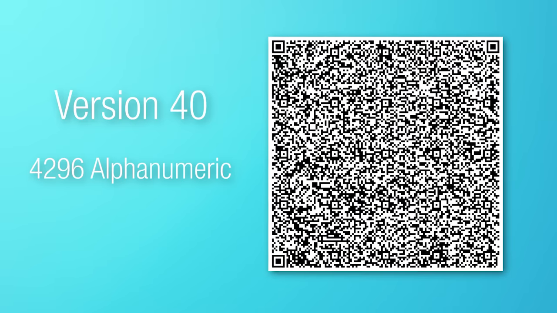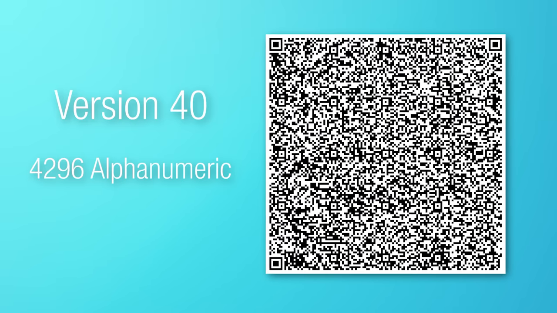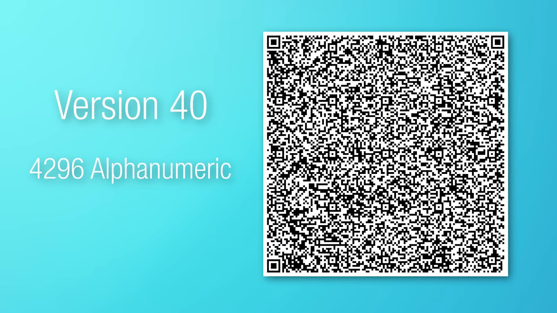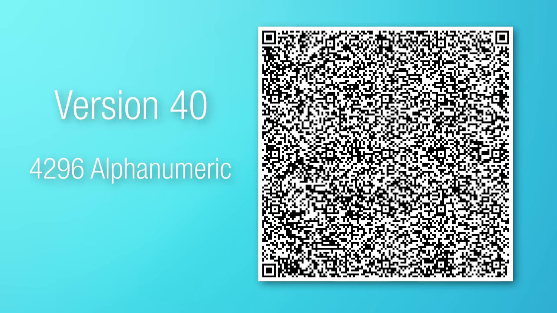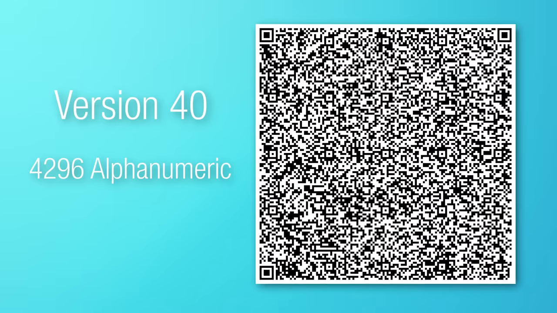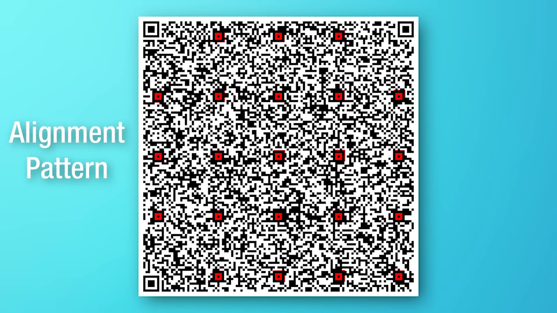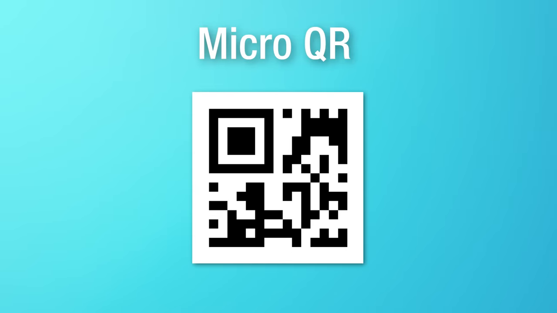A version 40 QR code can store 4,296 alphanumeric characters. To put that in perspective, about 2 to 3 of these could store basically the entire script of the average one of my videos. Now, depending on the size of the QR code, it may also have more squares in the middle, and this is called the alignment pattern. And there's also a variant called micro QR, which has one finder square, and that can go down to 11 by 11 squares.